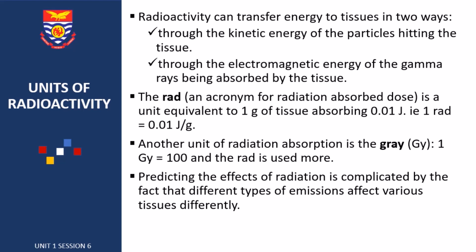be desirable. Another unit of radiation absorption is the gray, which is represented by Gy. So 1 Gy or 1 gray is equivalent to 100 rads, but the rads are used more for recording radiation absorbed by these tissues than the gray. It is also very important to know that it's very difficult to predict the effect of radiation on tissues. And this is because different types of emissions affect various tissues differently.